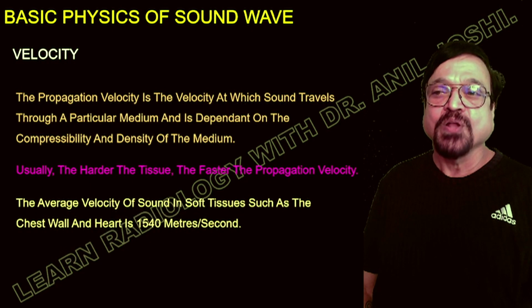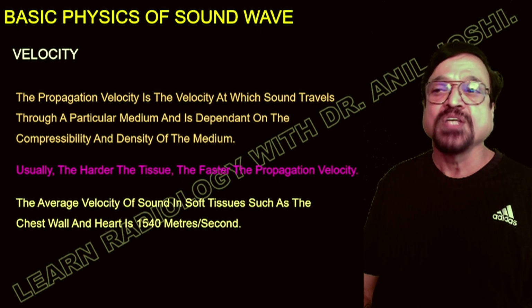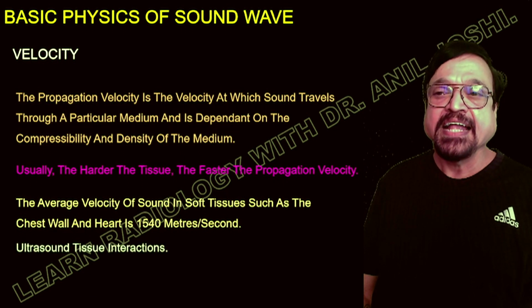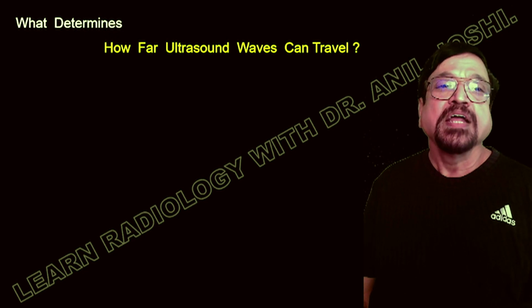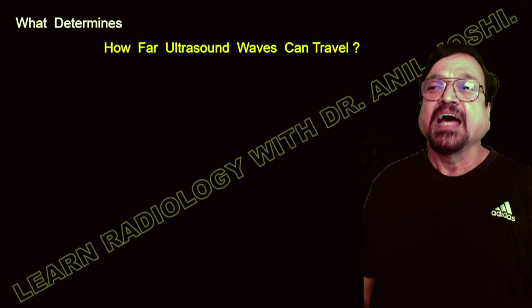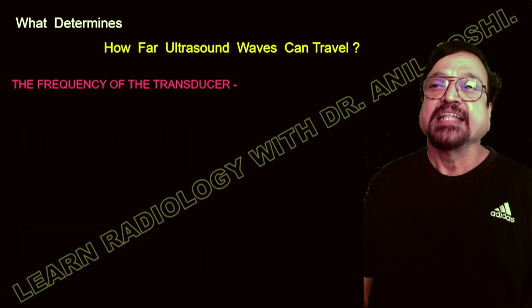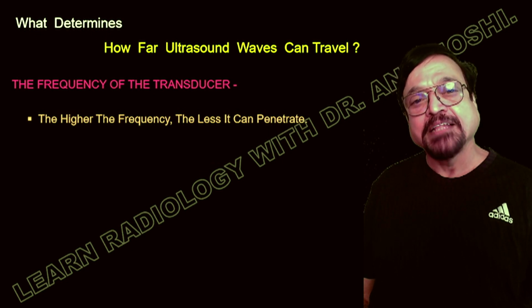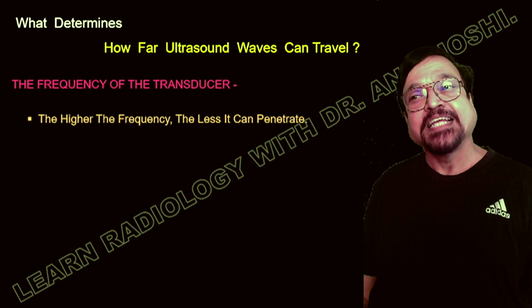The average velocity of sound in soft tissues such as chest wall, heart is 1540 meters per second, and there it undergoes interaction. Now, interaction is determined by how far ultrasound can travel in the tissues. The frequency of the transducer we have to decide before examining the part, because that is the one which is going to decide which will be seen clearly.